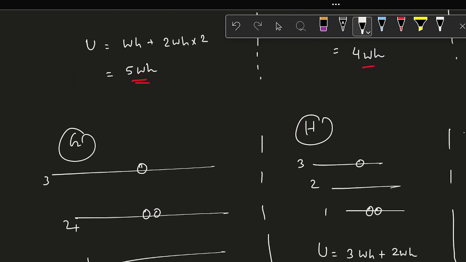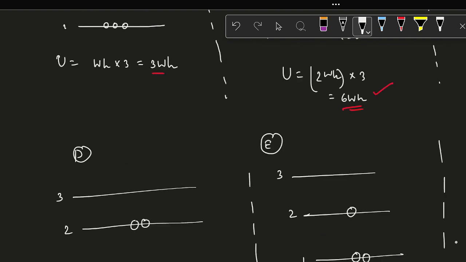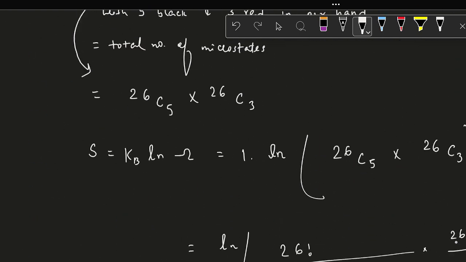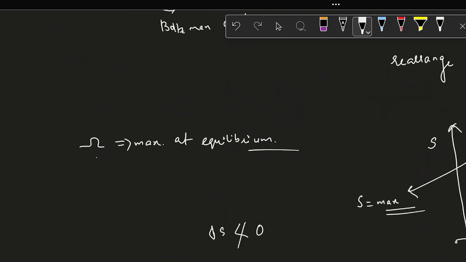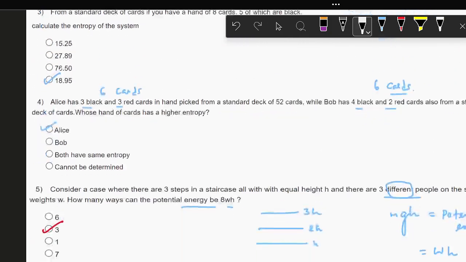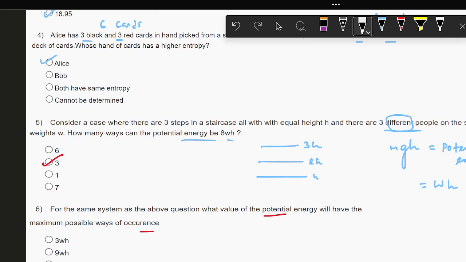And if there are options given for 5WH or 7WH, then the calculation would be different, because 5 and 7 are also coming twice, and then in each of them there is a different number of ways of permutation combination to do again. But out of the 4 options that are given in the question, 6WH will be our answer, because that occurs 4 times, 2 configurations and 4 ways. That is maximum from the other options.